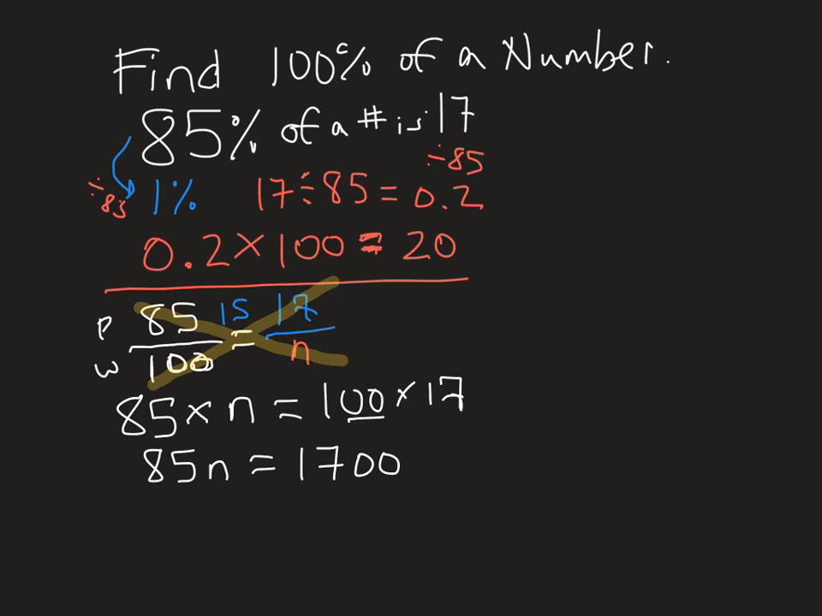So now that I've got those numbers together, I need to divide in order to get rid of them. So I'm going to divide both sides by 85. 85 and 85 cancel each other out, so I'm left with n. And 1700 divided by 85 is 20.